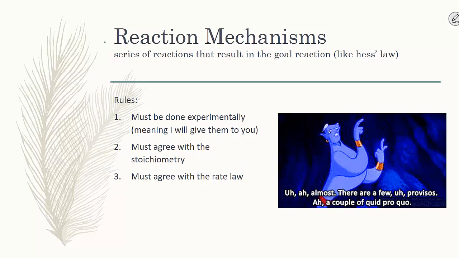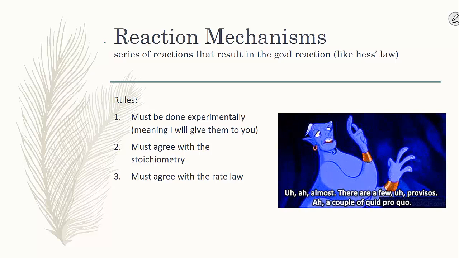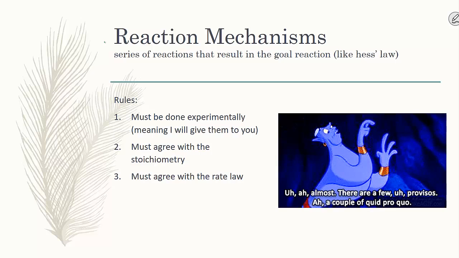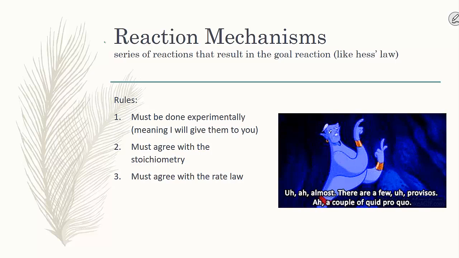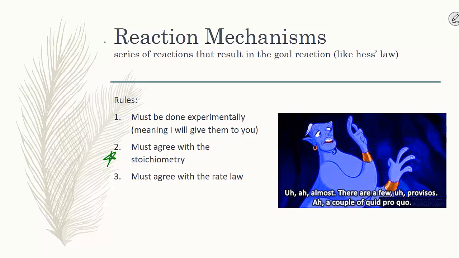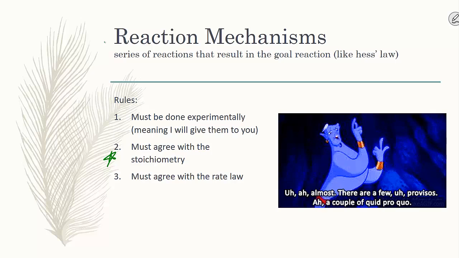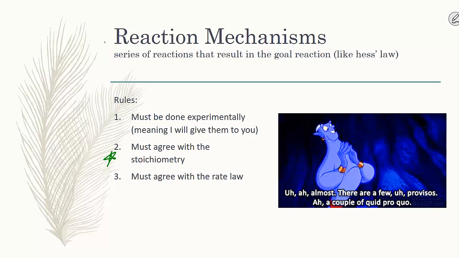All of this being said, it must be done experimentally, so I will always provide you mechanisms and ask you to either support or reject them. Do they match the stoichiometry? In the end, when you add up everything, do you end up with the reaction that you started with? And does it agree with the rate law that you determined in a previous part?